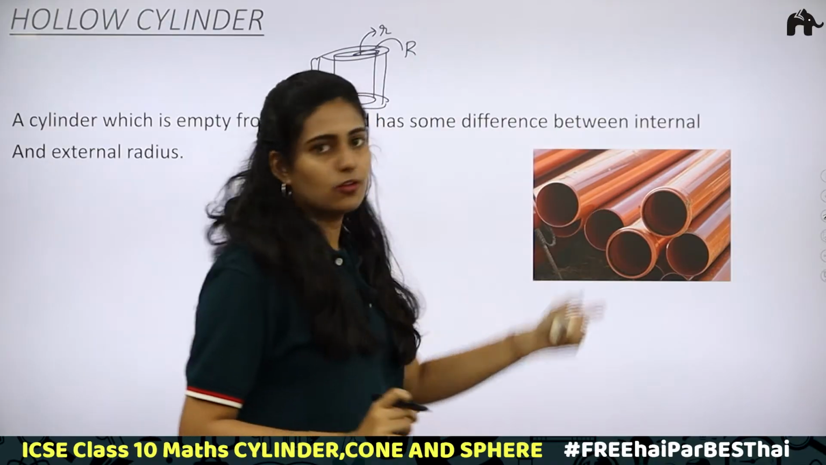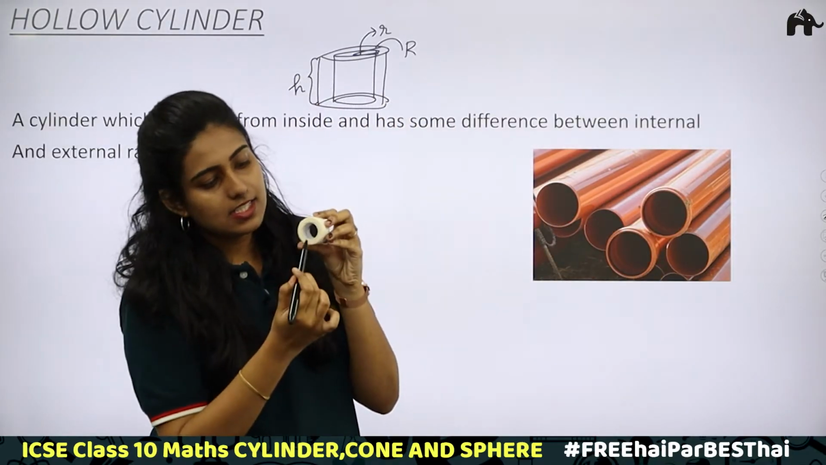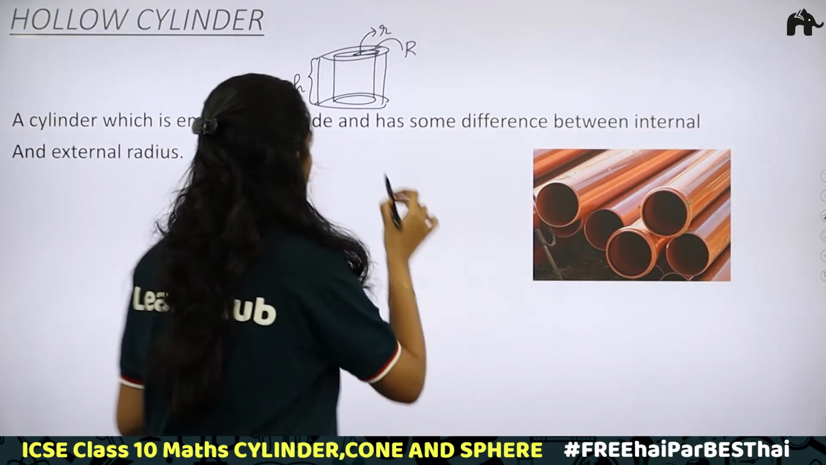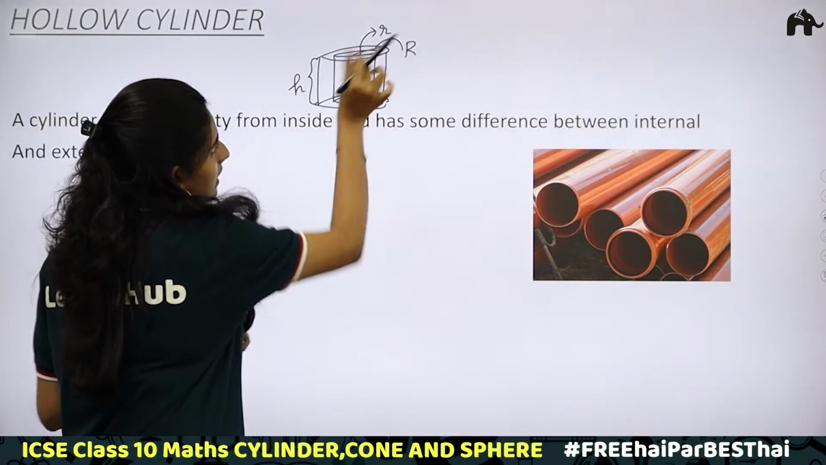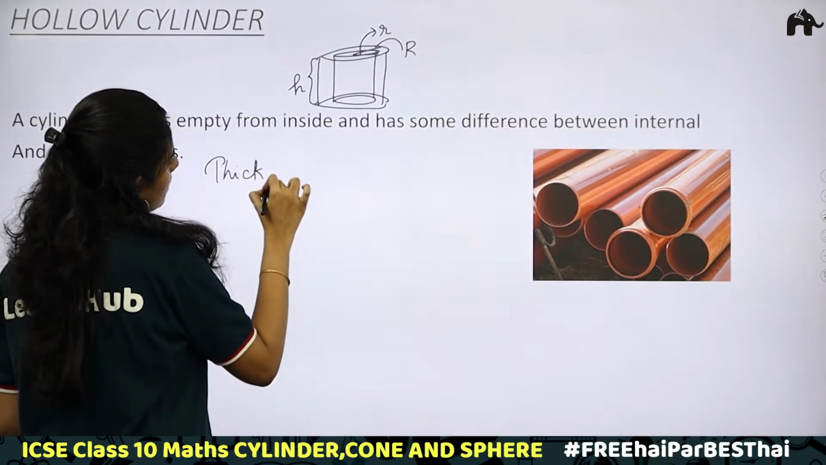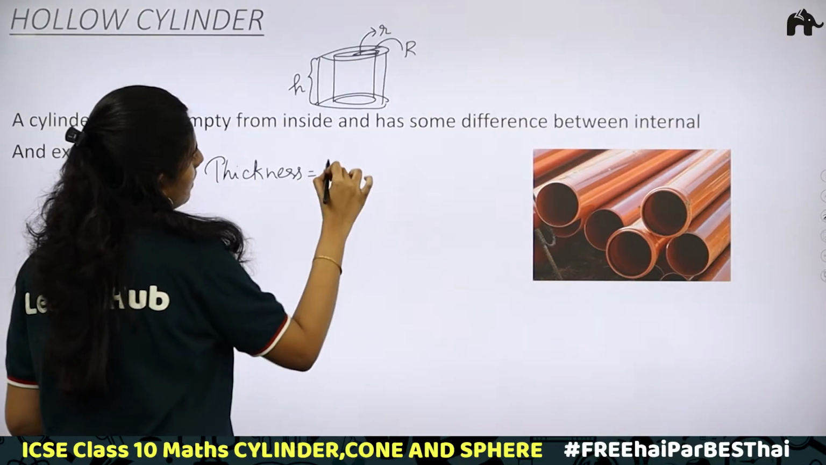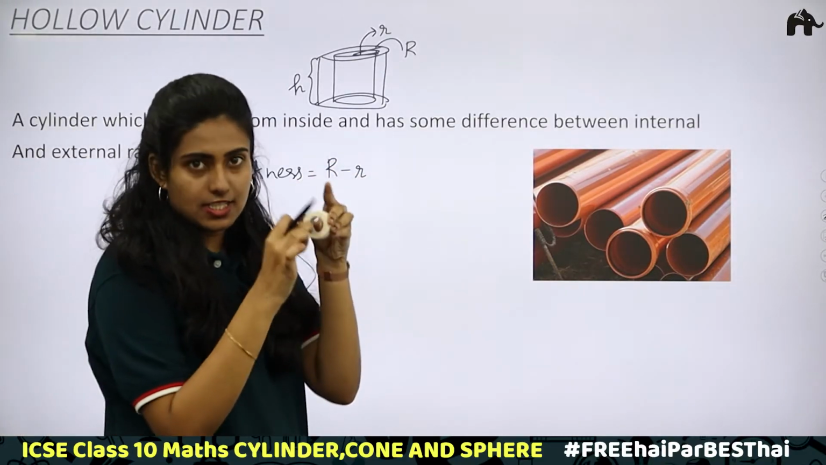This is an example of hollow cylinder. In case of hollow cylinder, there will be a thickness. This distance is the thickness. Here, capital R minus small r will give us the thickness. Thickness is equal to capital R minus small r, which is the thickness of the material.